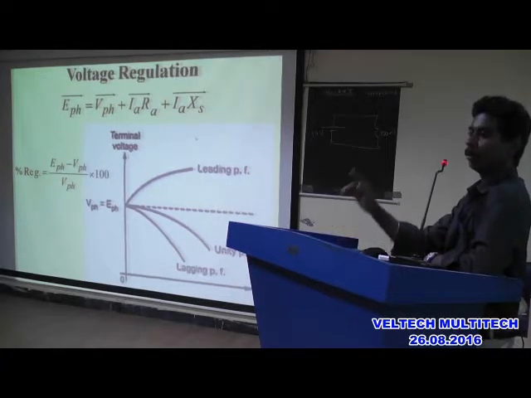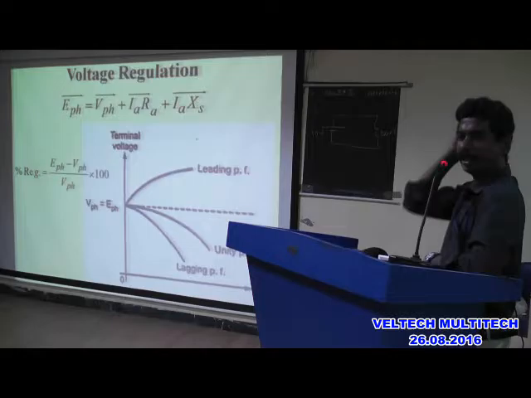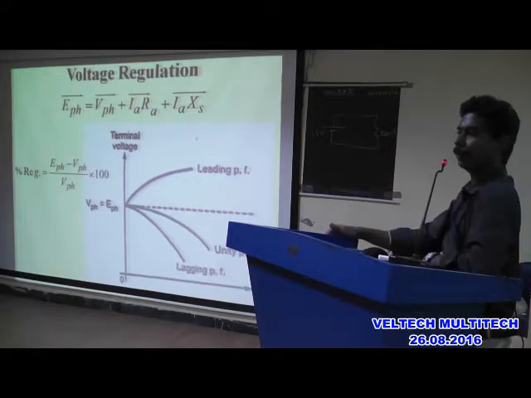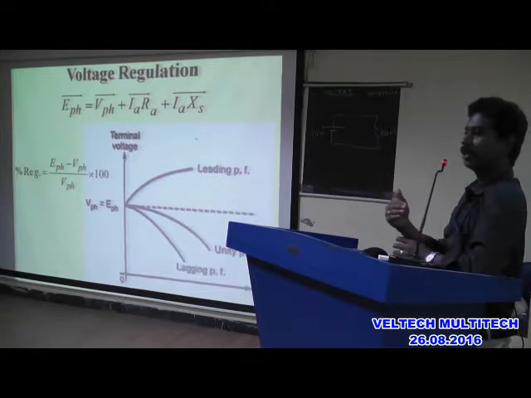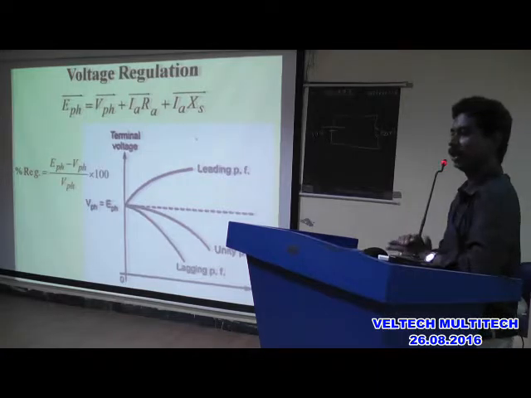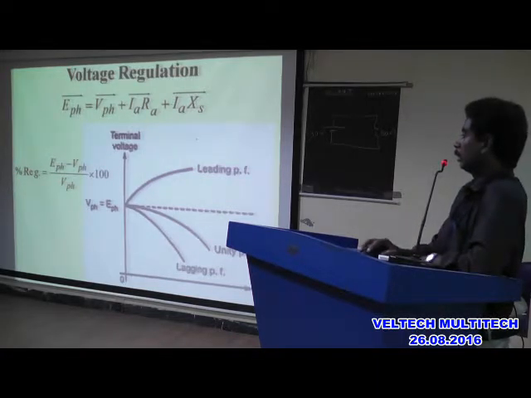You know the EMF equation, E phase equal to 4.44 Kc Kd phi f. So E phase and phi are directly proportional. So because of demagnetization effect, the net flux inside the machine decreases, so the terminal voltage decreases.